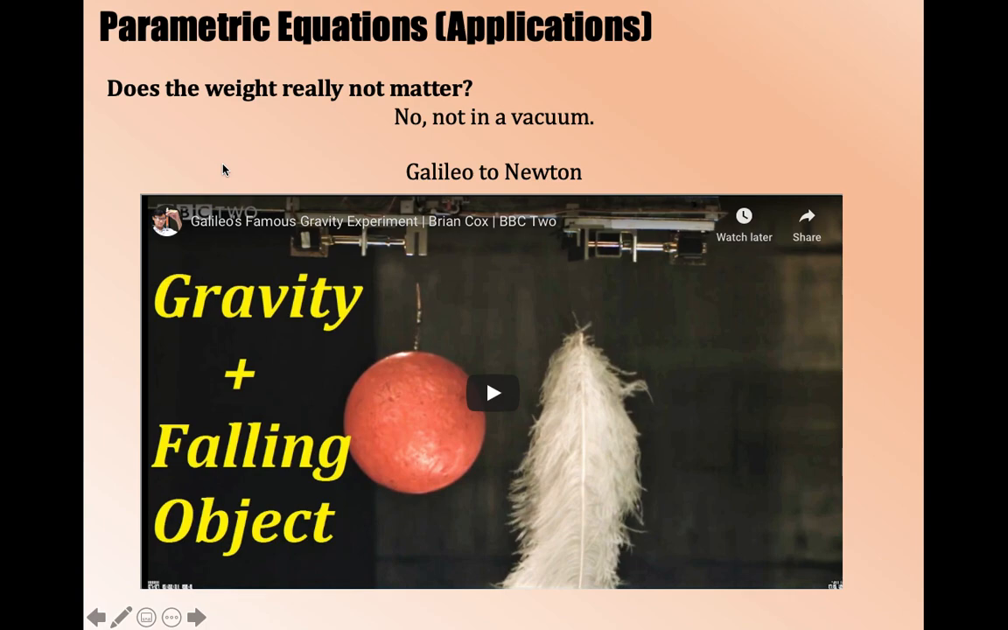So then Newton came along, and Newton, with his math, calculus, and physics, he theorized mathematically that even if you had 2 objects that were different weight and different shape, the only thing that would affect how fast they fell in a vacuum, the absence of air, would be gravity, so that they would hit the ground at the same time.